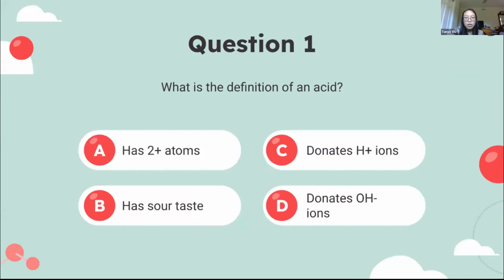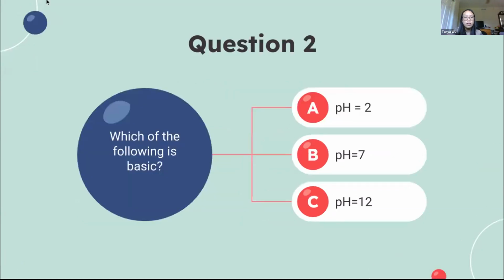Yeah, so A has 2 plus atoms, that's like a compound or like a molecule. B has sour taste, that's like a trait of acids, but it's not what makes an acid. C, acids, according to the Arrhenius definition, they donate hydrogen ions, so that is correct. D, that's actually the Arrhenius definition of a base, not an acid.